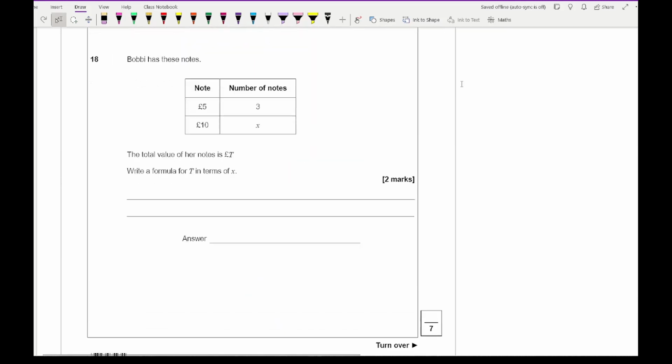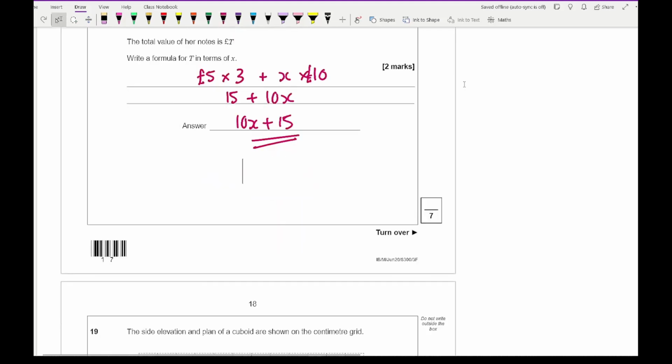For question 18, it says Bobby has these notes, and the total value of the notes is £T. Write a formula for this. So the formula is going to be £5 times 3 plus x times £10. Now if I was doing this, that would be 15 plus 10x. So that's going to be 10x plus 15, or should I say equals T? Let's not forget that.